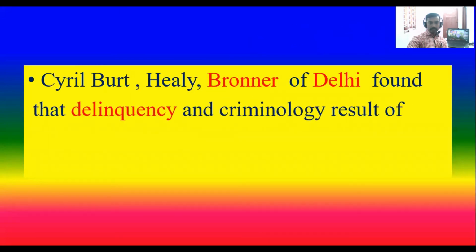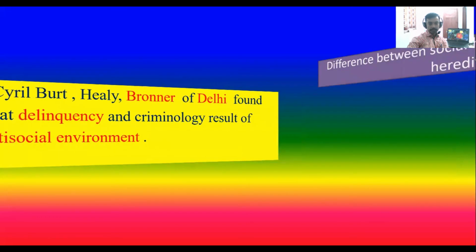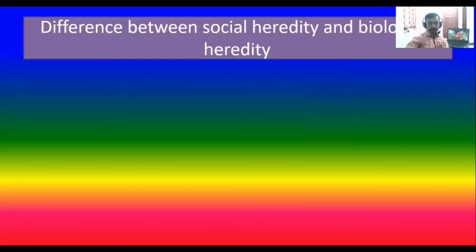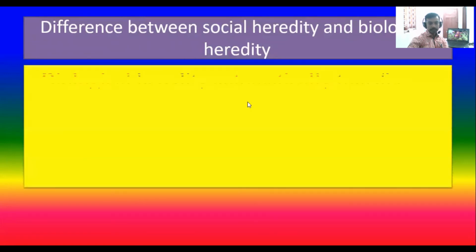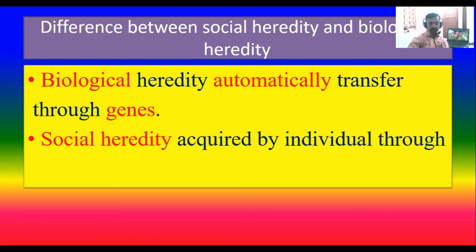And the next study is in New Delhi, on delinquency behavior, child crime, resulting from an antisocial environment. Every child is born normal, but due to a criminal environment a child becomes delinquent. The difference between social heredity and biological heredity: biological heredity means it is transferred automatically through genes, biologically. Social heredity means acquired, learned through the process of learning.